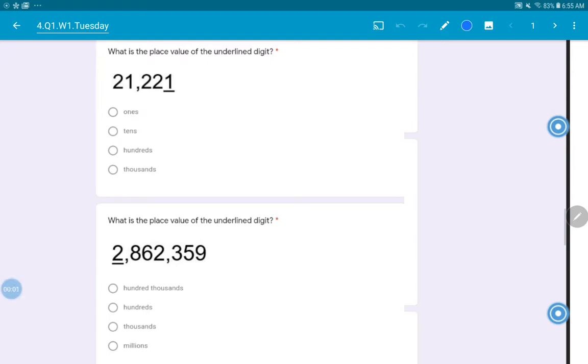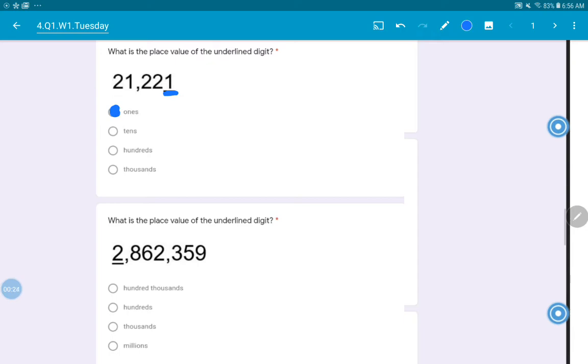All right, let's check Tuesday's daily math. The first question asks you, what is the place value of the underlined digit? So you have the digit 1 underlined, and that's in the smallest whole unit place value, which is the ones place.